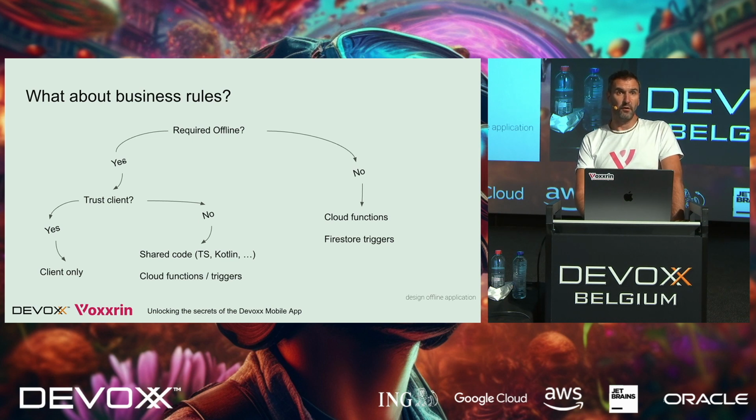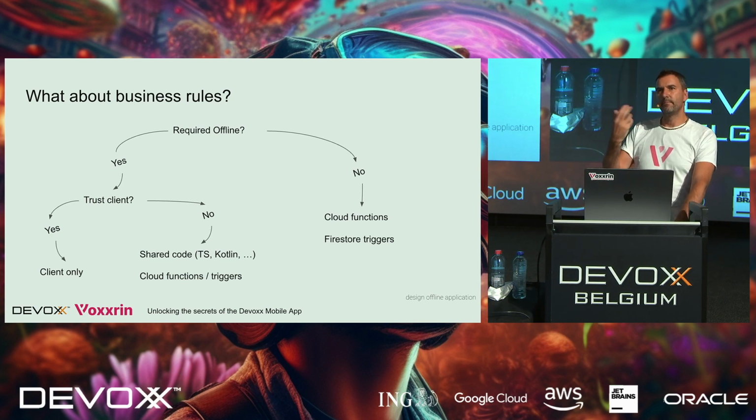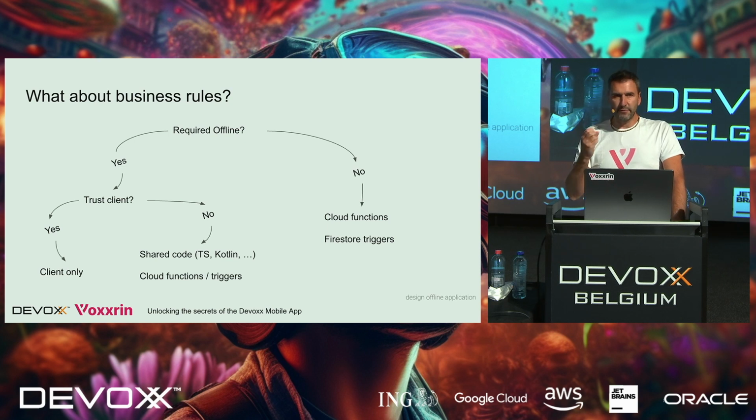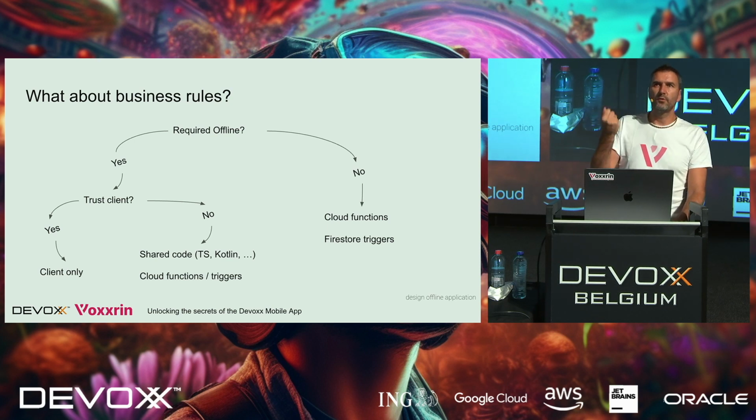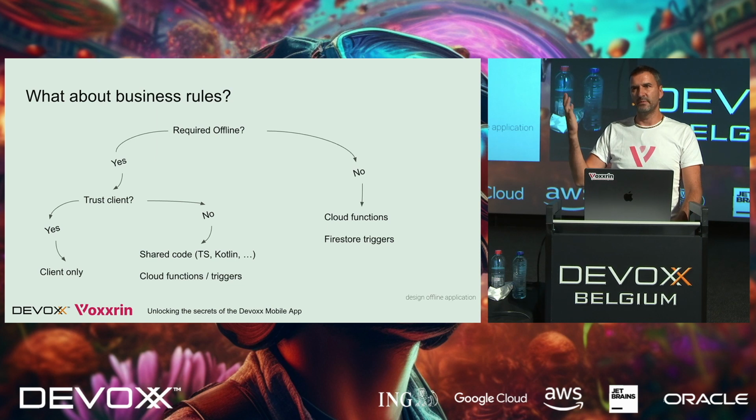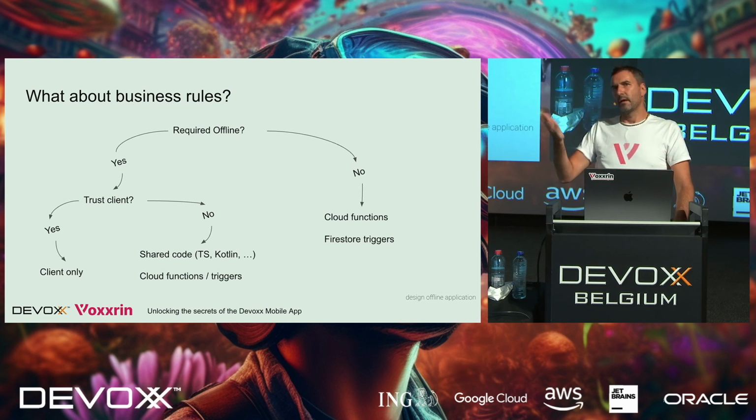If the business rule is required when you are offline, then you can ask, is it something where I can trust the client or not? Trusting the client is saying, if the business rule is limited enough to say, anyway, the user is able to modify the other. If you have a business rule saying, if I modify A, then I need to modify B, and the user is anyway able to modify B, then maybe it's OK to just say the client will propagate the change on A to B.